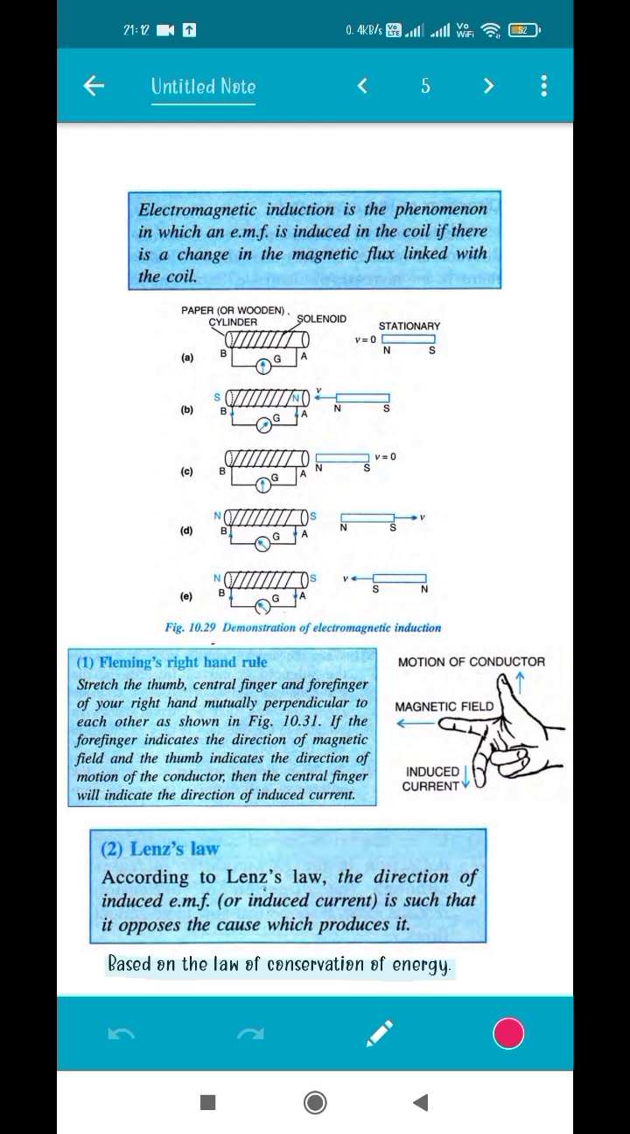This type of structure is known as a solenoid. We are not connecting any battery to it, that means no current is flowing in the solenoid, but we have attached a galvanometer which will show if there is any current moving in the coil.